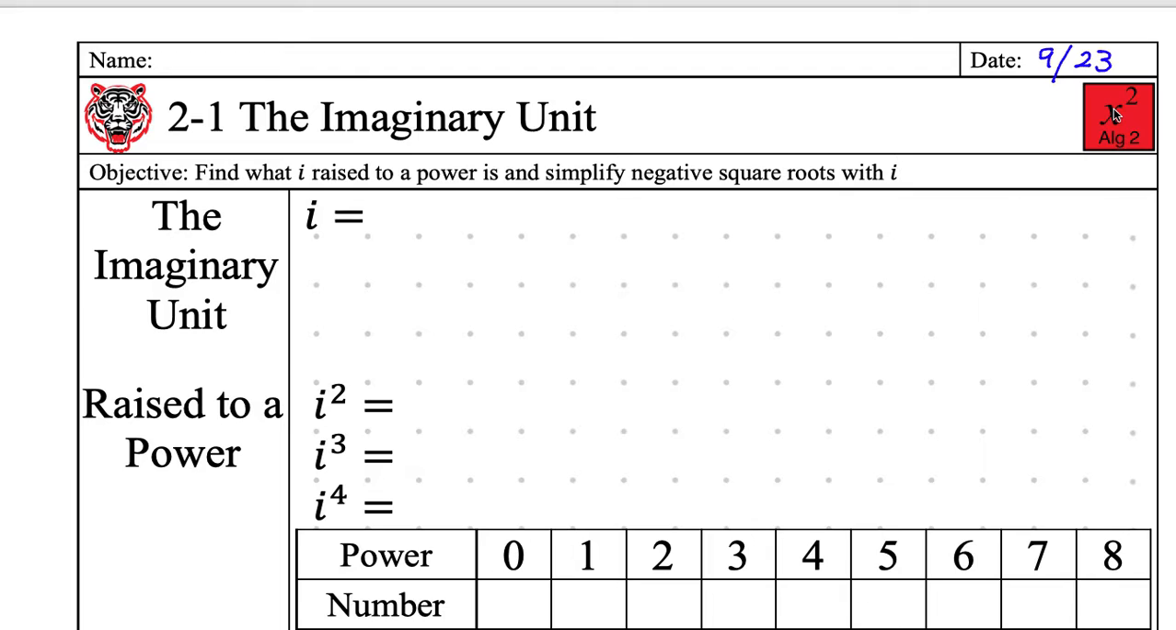So, has anyone heard of the imaginary unit before now? Does anyone know about the shadow dimension? Not a single person?